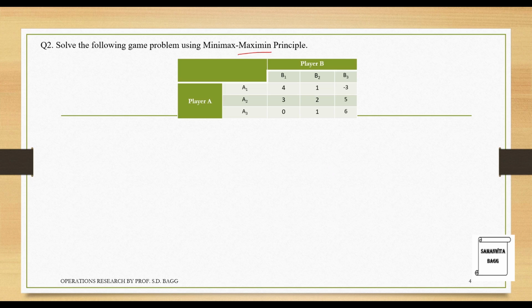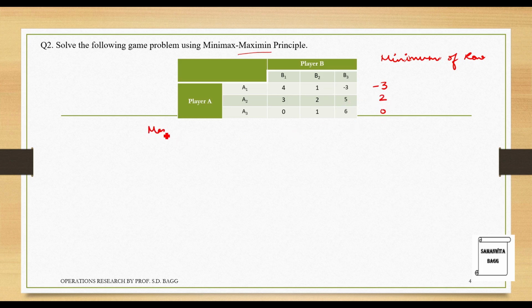Now again we'll solve this problem. This game is given. So B has three strategies now, B1, B2, B3. A has three strategies, A1, A2, A3. So like I told you, we will again go for the minimum of row. Your minimum value is -3. Here it is 2 and here it is 0.